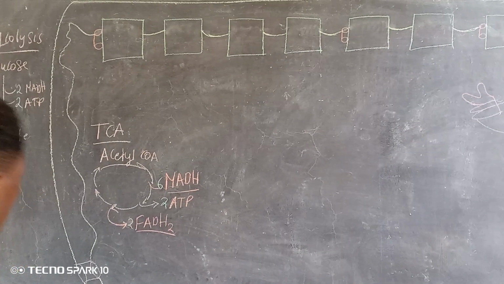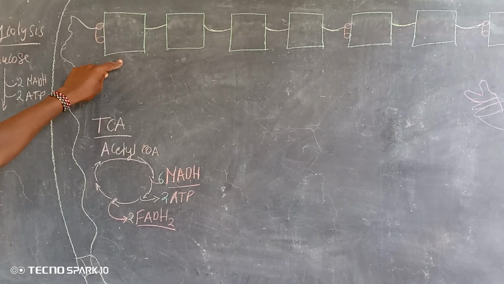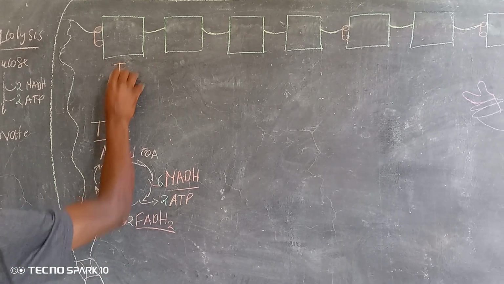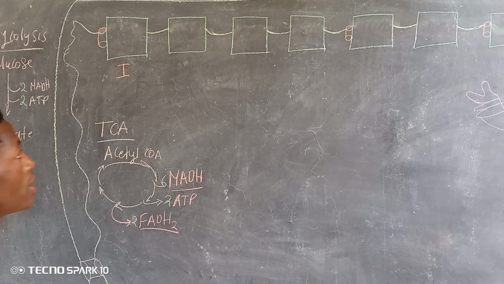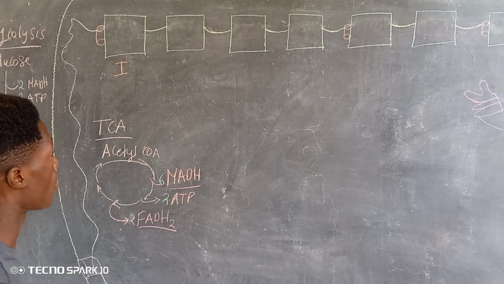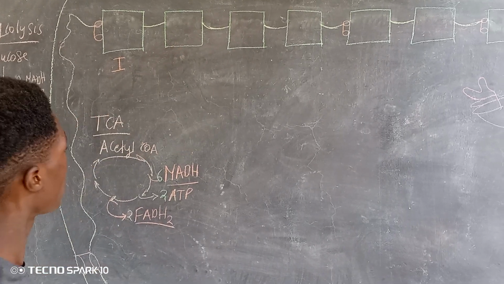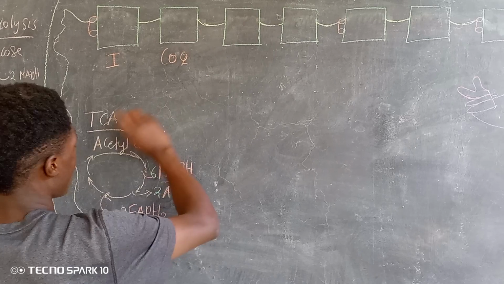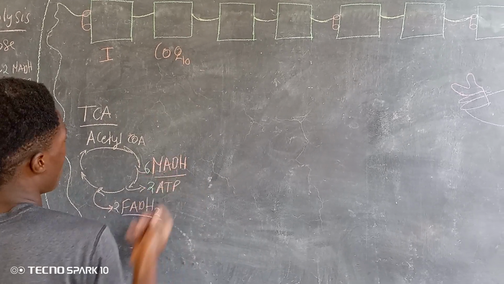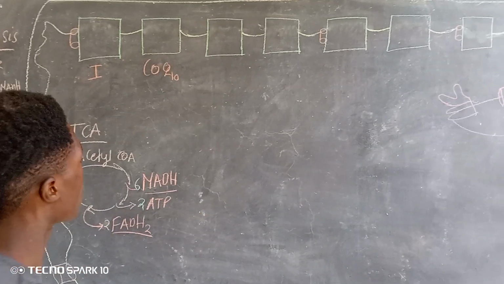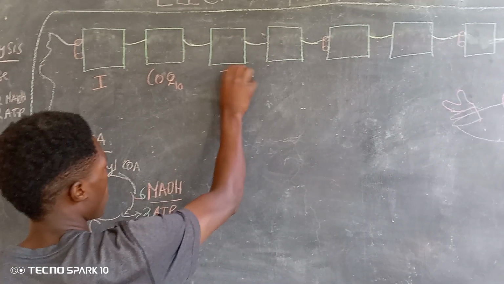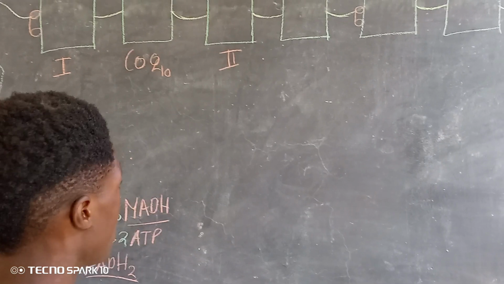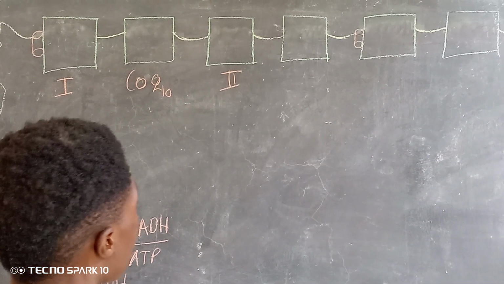Now let's get started. Let me name them first. This is called complex 1, or you can simply call it NADH dehydrogenase. This one is called coenzyme Q. Sometimes you can see it written Q10 in some books. Then this is complex 2, or succinate dehydrogenase. You can also call it complex 2, just to make life easy.